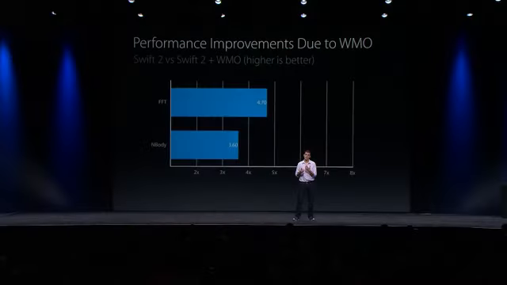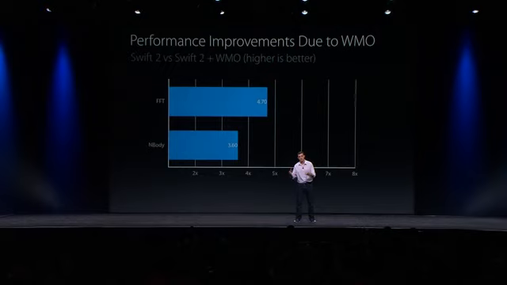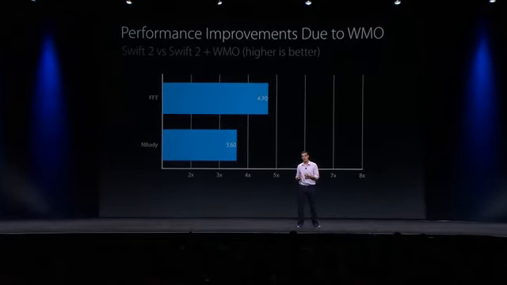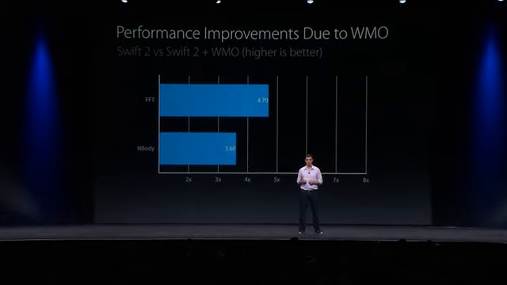On the screen behind me, you can see two programs that became significantly faster with whole module optimization because the compiler was able to make better decisions. It was able to analyze the entire module and make more aggressive optimizations with the information that it had.